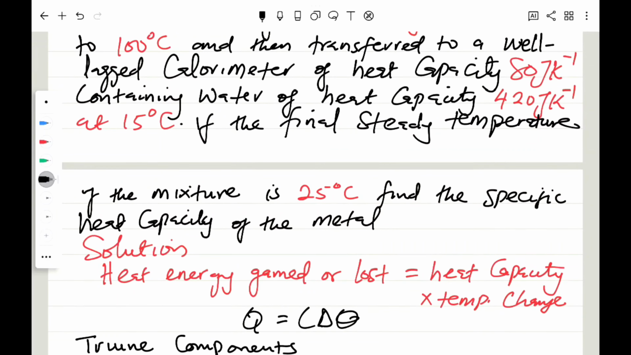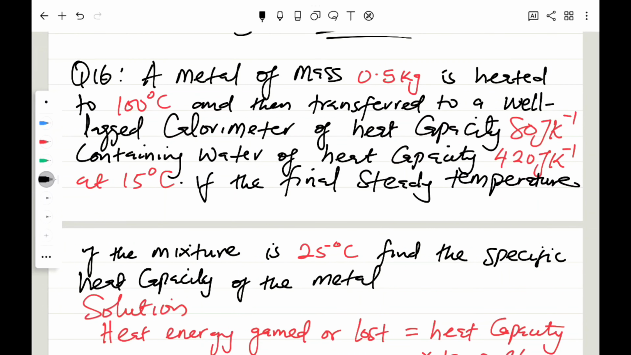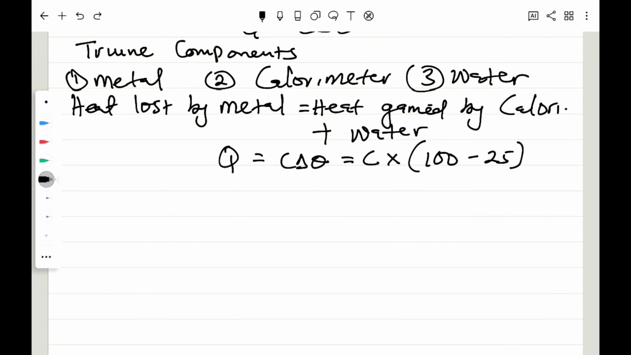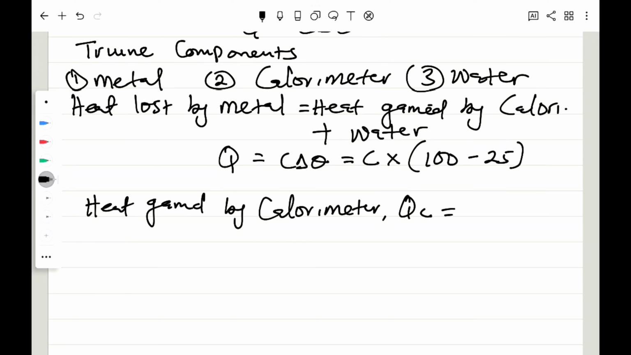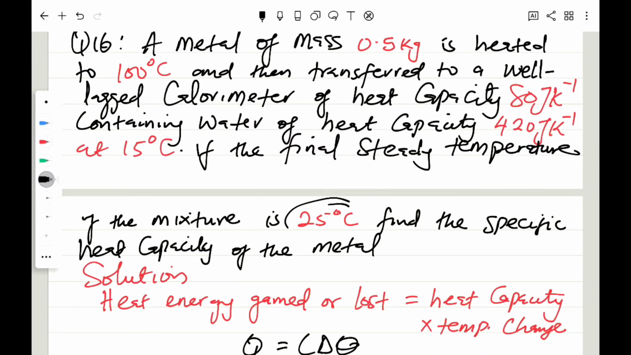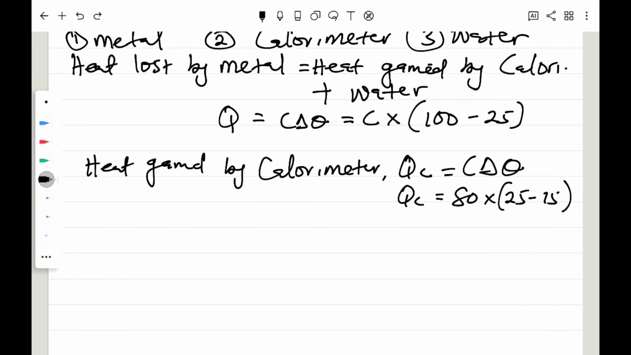Okay, that is for the metal. Are we together? You can see that here: 100 minus 25. 25 is the steady temperature, the equilibrium temperature. So, heat gained by the calorimeter, let's use Q of C is equal to C delta theta. So Q of C is equal to, our C is 80 times 25 minus 15. I hope you're getting it. So let's proceed further.